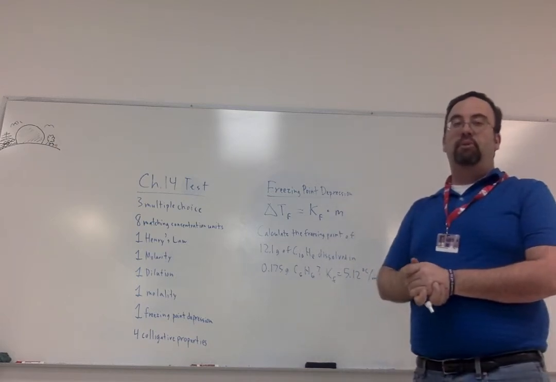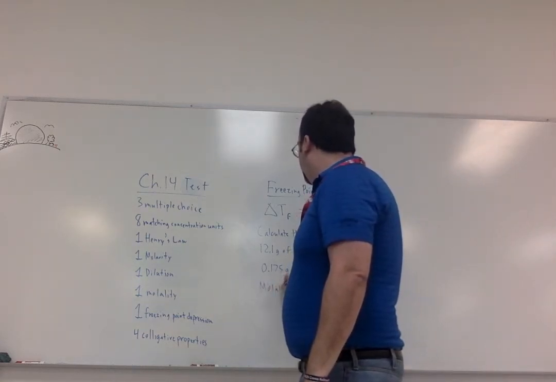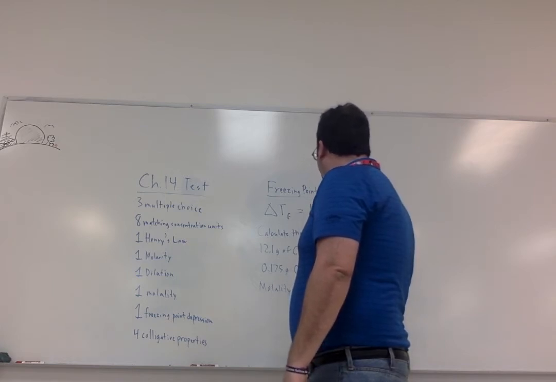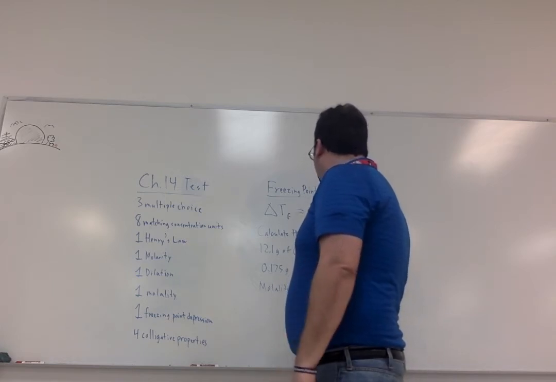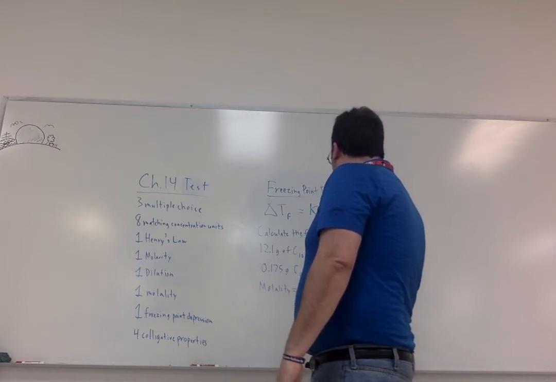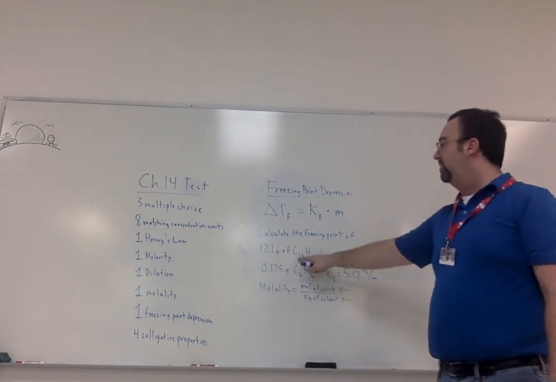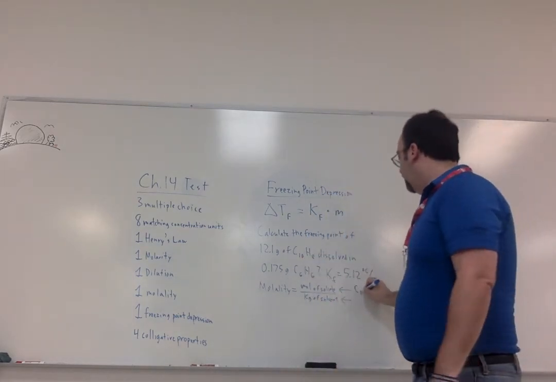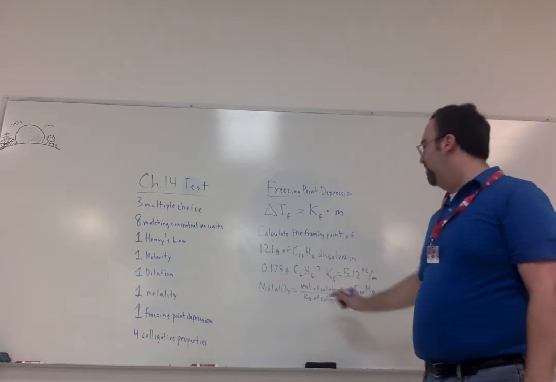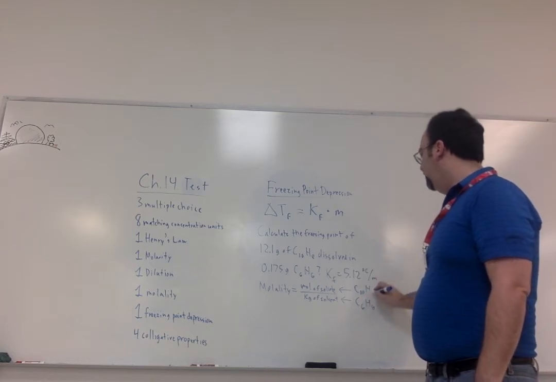And so remember that molality, we'll put up here, is the moles of solute over the kilograms of solvent. And so our solute in this case, what's being dissolved, is the C10H8. And the solvent, what's doing the dissolving, is the benzene, which is the C6H6. So we need to make sure to keep those straight.